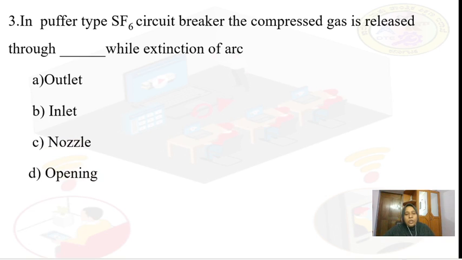So it is released through your nozzle. So the answer is C, nozzle.